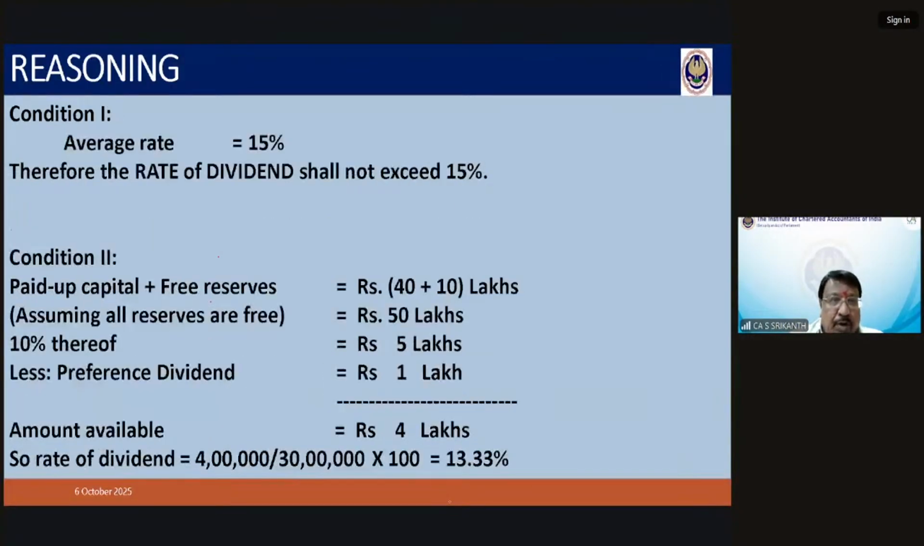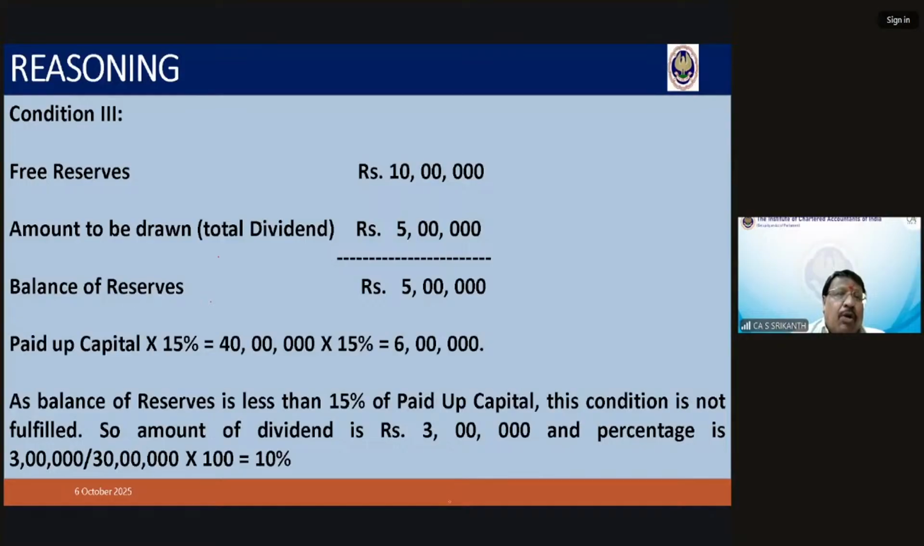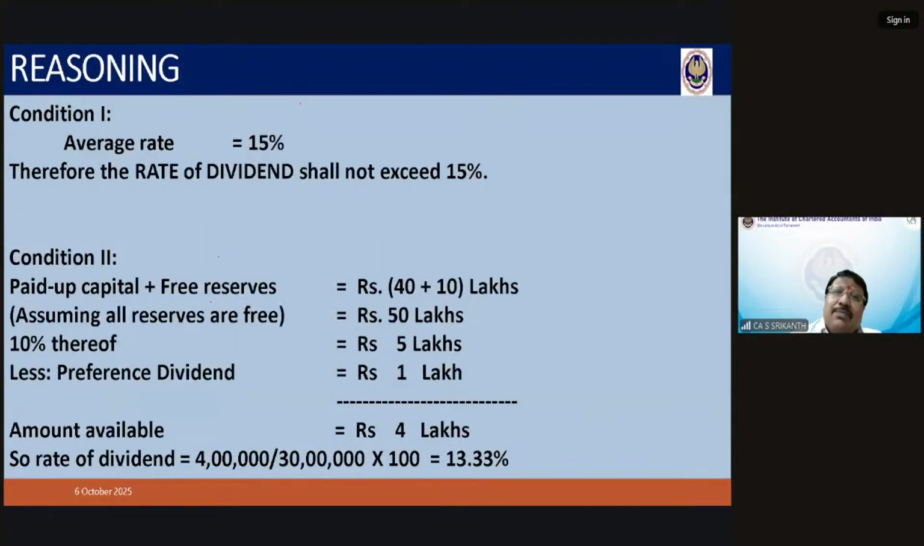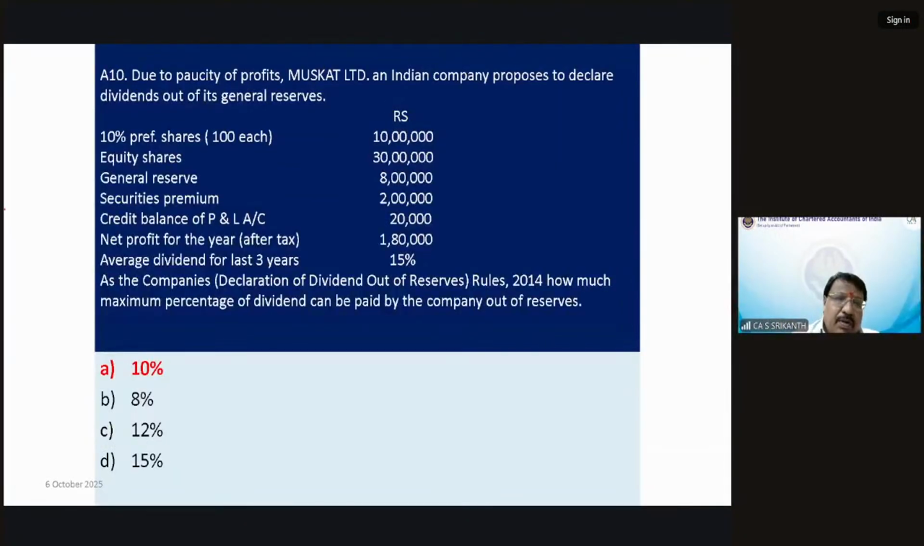In other words, you are satisfying the rate condition and the quantum condition also. If you want to declare 4 lakhs, but declare 4 plus 1 lakh preference, the balance of reserves will go down. Therefore, 10 is the correct answer. 12 is nobody's answer here, because 12 is not going to come.